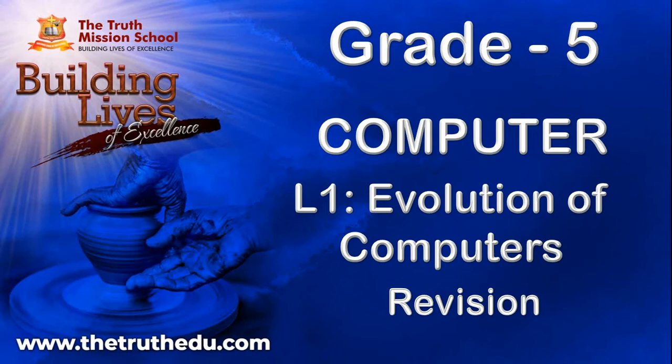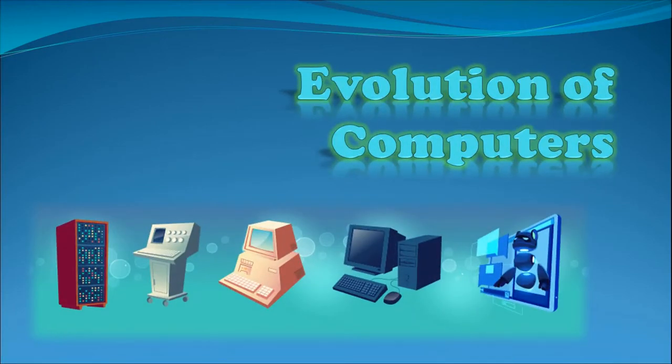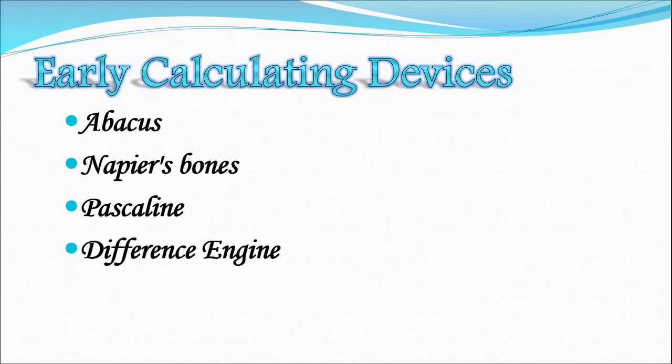So, we are going to revise all the blocks. And today is lesson 1, Evolution of Computers. First topic, early calculating devices. In earlier days, many calculating devices were used. Some of them are abacus, Napier's Bones, Pascaline, Difference Engine, and Analytical Engine.